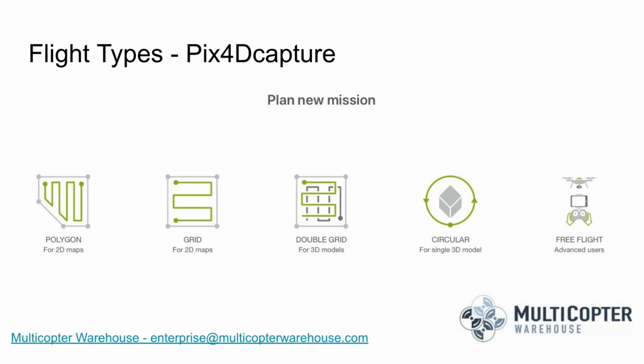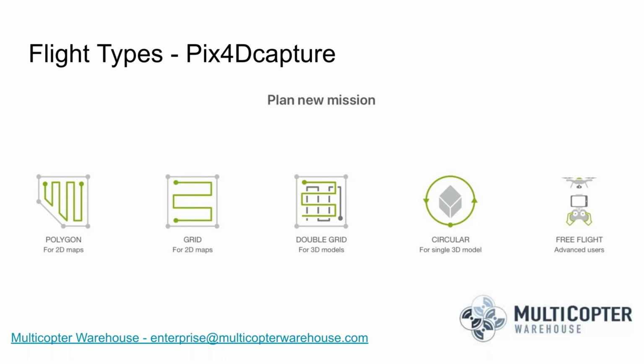And so try not to over capture data. If all you need is an orthomosaic image, the first two options, polygon or grid, are really the ideal choice. If you're trying to make a more robust 3D model for visualization of the sides and things, the double grid or circular approach are really ideal, and free flight just provides a lot of flexibility.